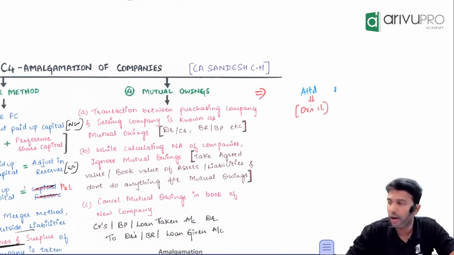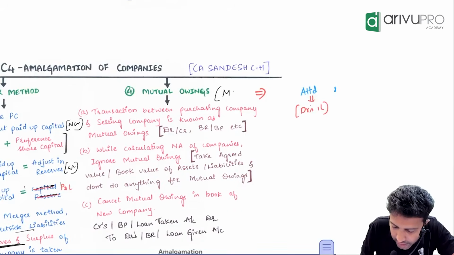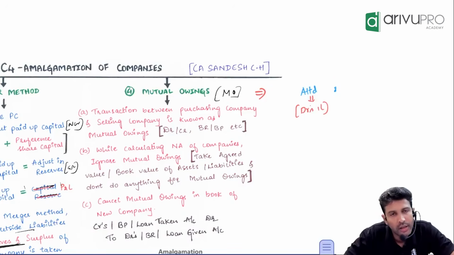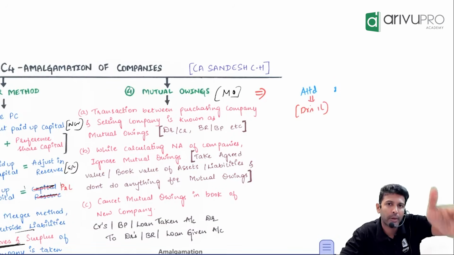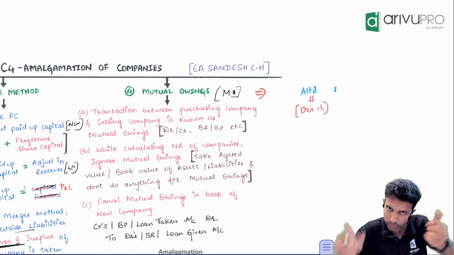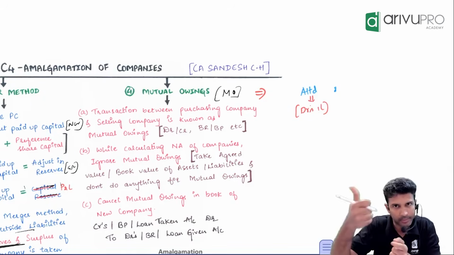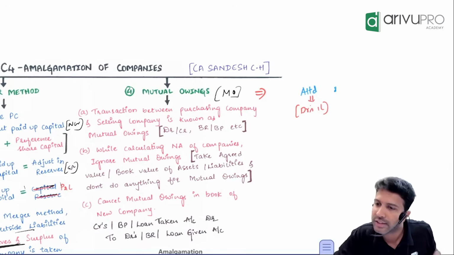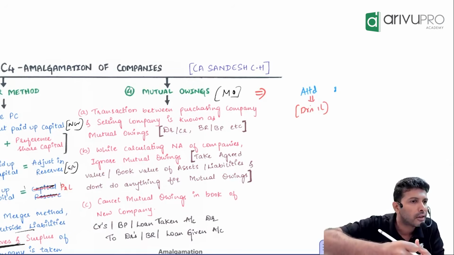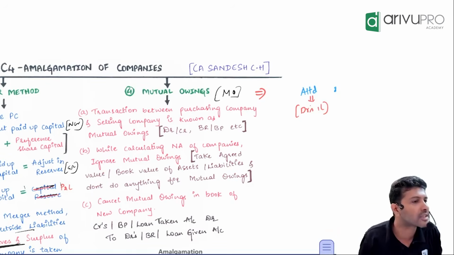Next, something called MO, which means mutual owing. Mutual owing simply means a transaction which is happening between a purchasing company and a selling company. Before purchase, there is a purchasing company and also a selling company. Can the purchasing company do a transaction with the selling company? Can the selling company do a transaction with the purchasing company? Yes. What transaction?